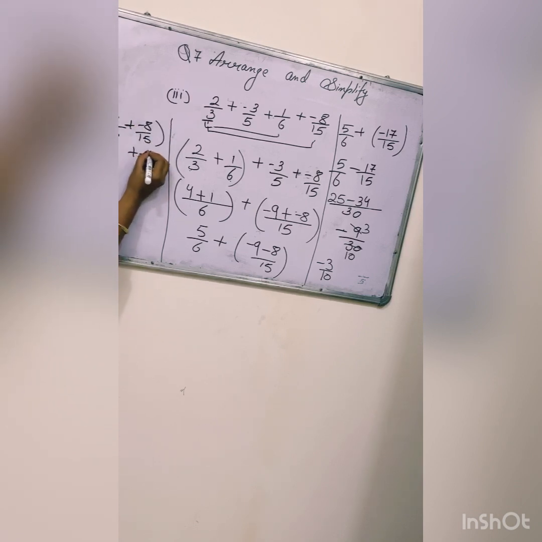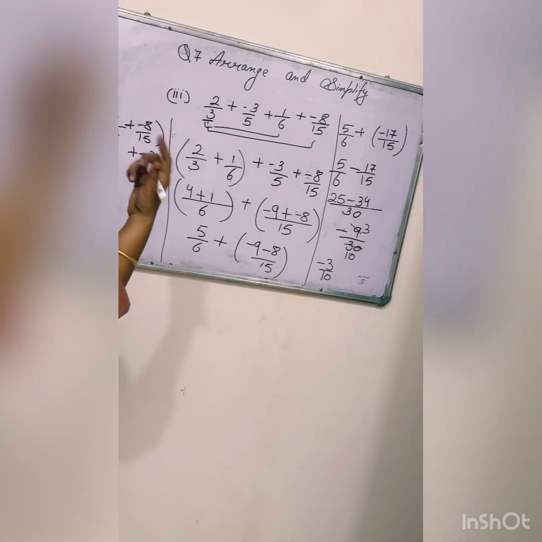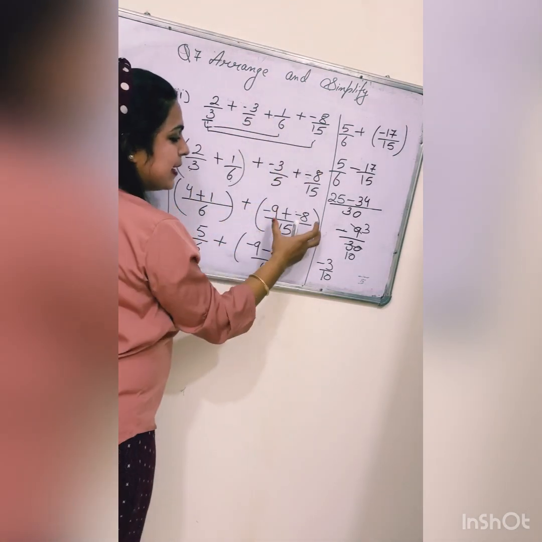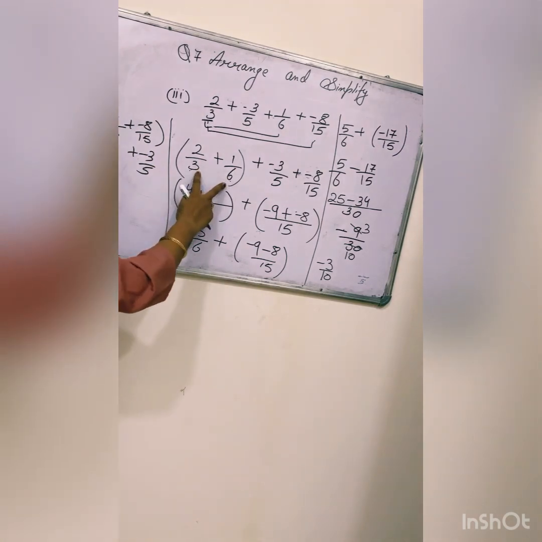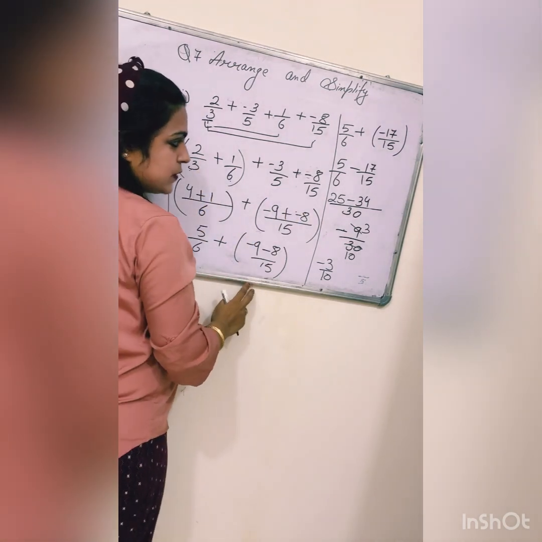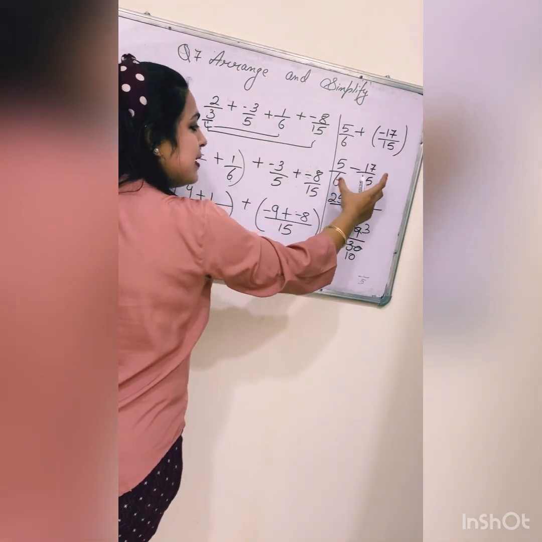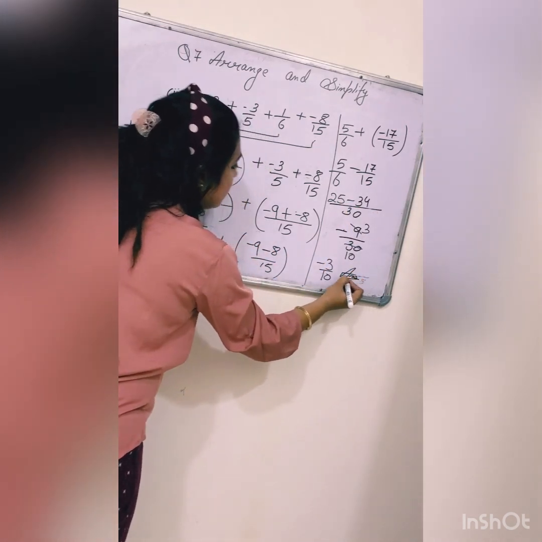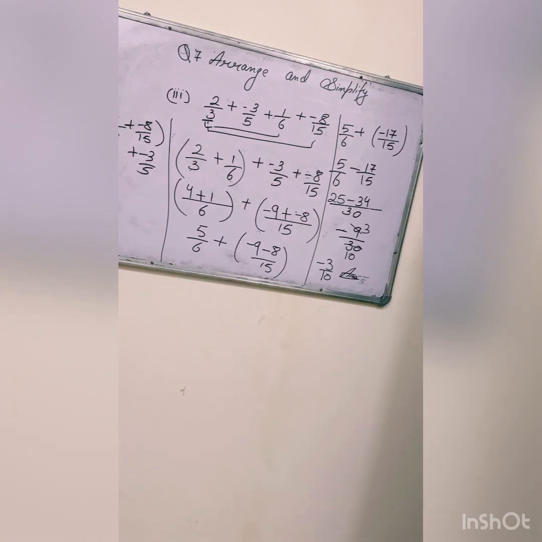Okay, why? Because these three are multiples of 3. 3 1s are 3, 3 2s are 6, 3 5s are 15. You can take the LCM here, solve it, and then solve this with it. And the other way of arranging it is to take the plus ones together and the minus ones together. We have solved the plus ones, solved the minus ones, then we got this. Finally we took the LCM and we got the answer, that is minus 3 upon 10. This is how we arrange and simplify.